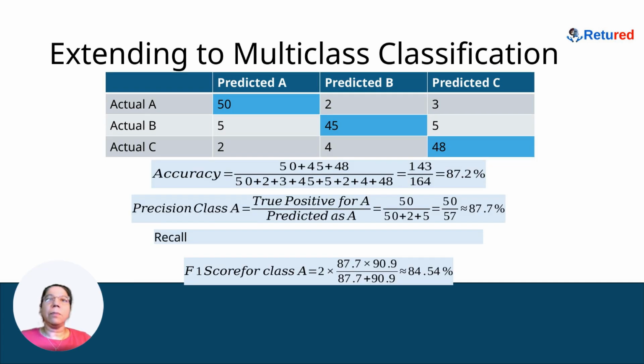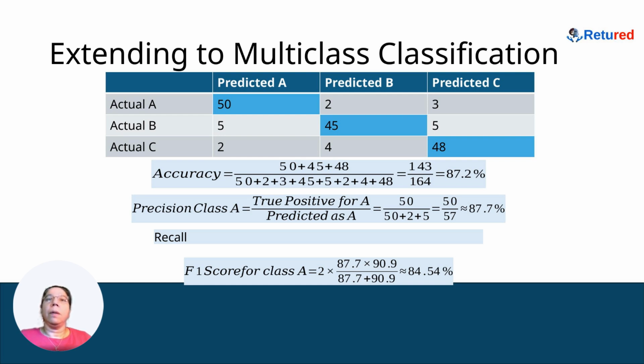The basic concept of accuracy remains the same. It's the total number of correct predictions divided by the total number of predictions. In our example, accuracy is equal to 50 plus 45 plus 48 over 50 plus 2 plus 3 plus 5 plus 45 plus 5 plus 2 plus 4 plus 48, which is equal to 143 over 164, 87.2%.